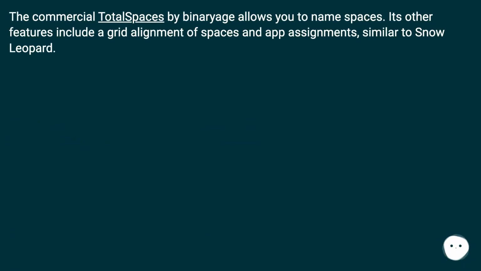The commercial Total Spaces by BinaryAge allows you to name spaces. Its other features include a grid alignment of spaces and app assignments, similar to Snow Leopard.